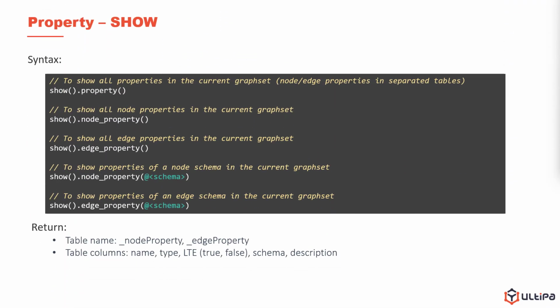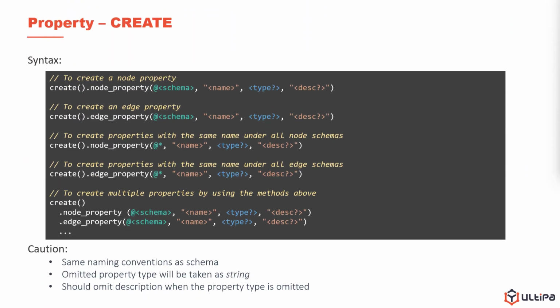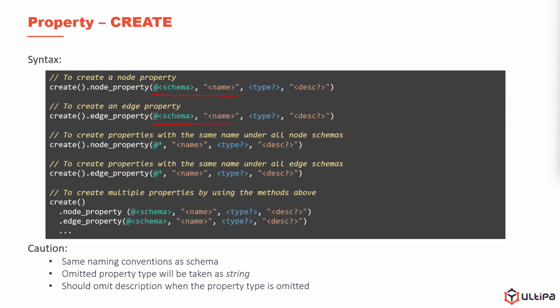Similar to show schema, show property can also be applied with different scopes. We can create a property for a schema, as well as create properties with the same name for all the node schemas or all the edge schemas. The naming convention of property follows that of schema. If property type is omitted, it will be taken as string by default. But the description should also be omitted in this case.